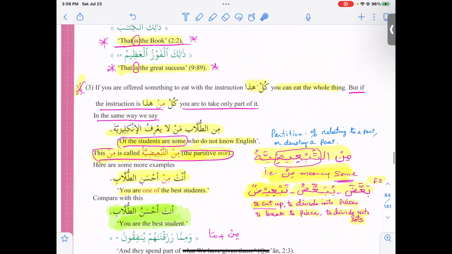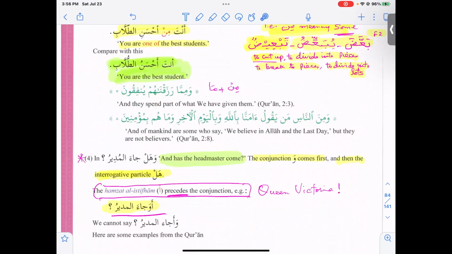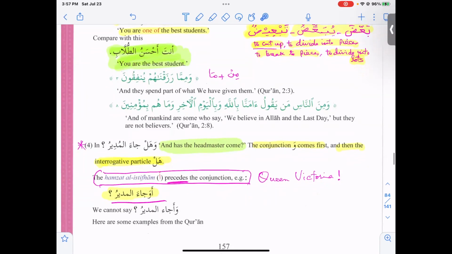It's nice, interesting. And now we come to another rule. Hal ja'a al-mudir? So when you say, has the headmaster come? But we say like this: wa hal ja'a al-mudir? And this is harf 'atf, the conjunction. Has the headmaster come? The conjunction waw comes first. When hal comes, the conjunction comes first, and then the interrogative particle. See, first waw comes and then hal comes, you know.